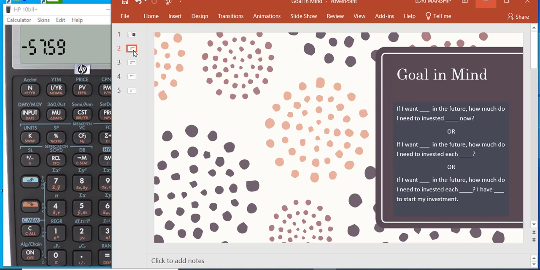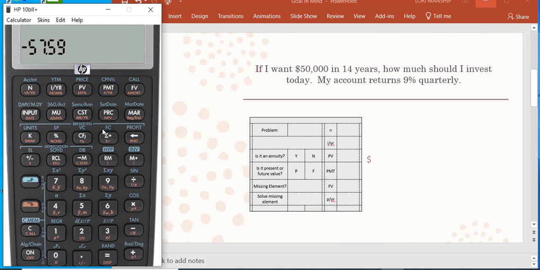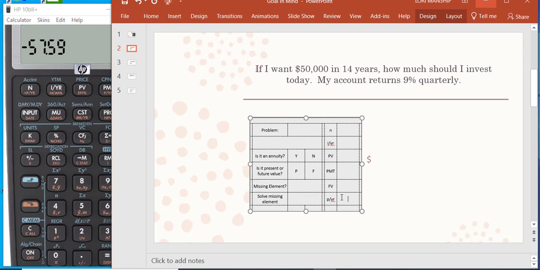So let's look at this first problem. If I want 50,000 in 14 years, how much should I invest today? My account returns 9% quarterly. And so that's telling me my compounding periods. That's telling me my payments per year. So my payments per year, if it's quarterly, means it does 4 payments per year.